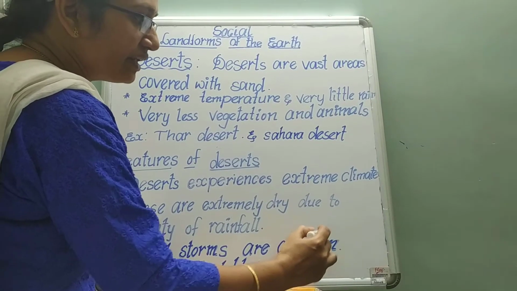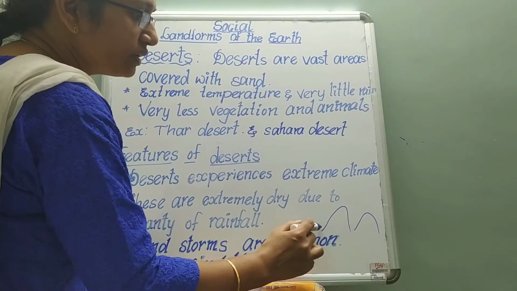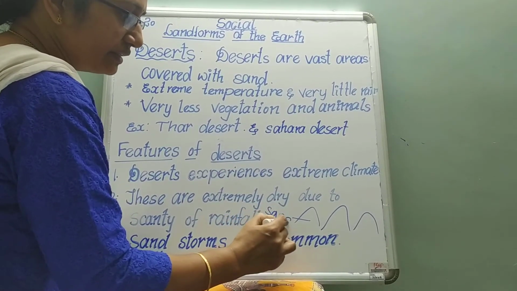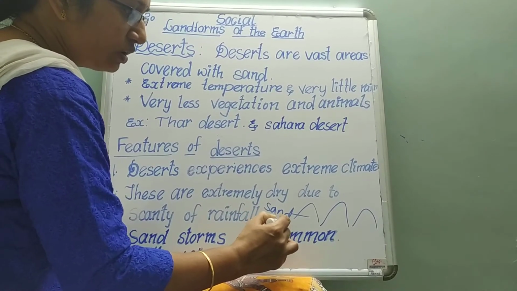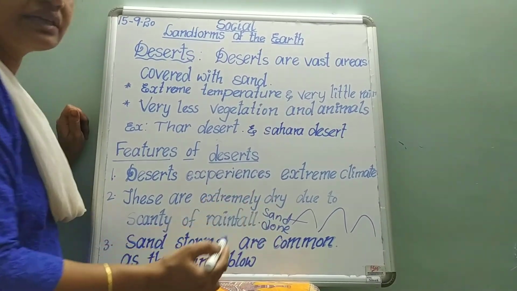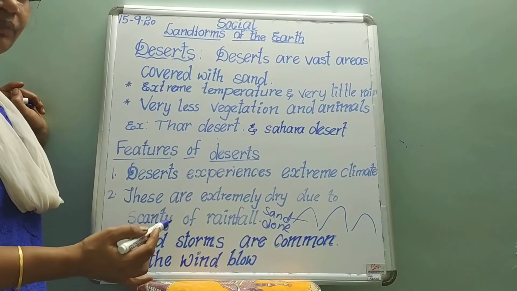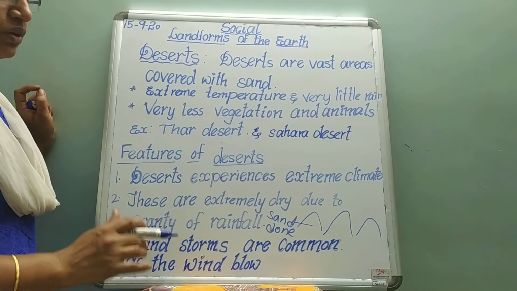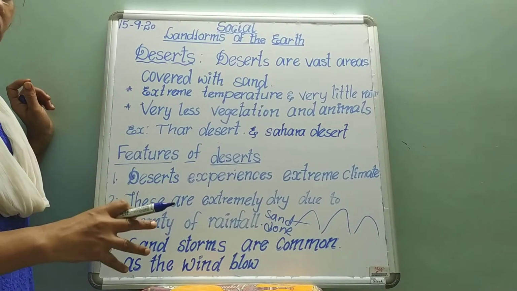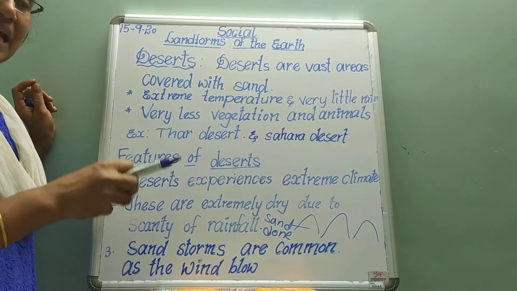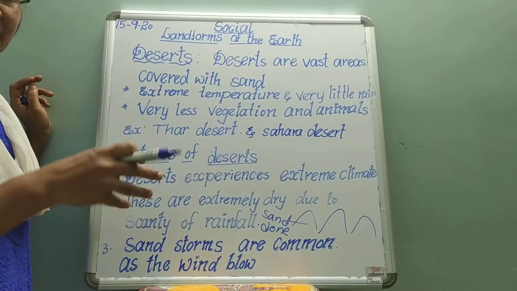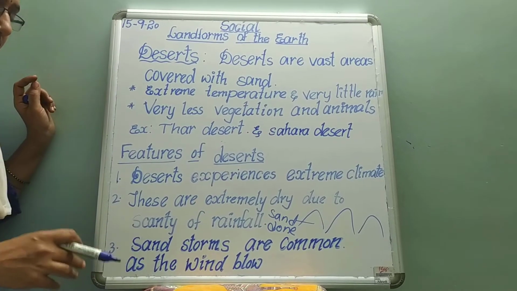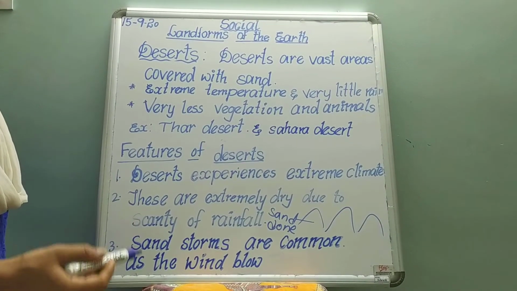Sand dunes are called small hills of sand. It looks like a hill, but the hill is full of sand. So here sandstorms are more common and sand dunes are formed. These sand dunes are formed by the winds. We can call the sand dunes hills of sand.